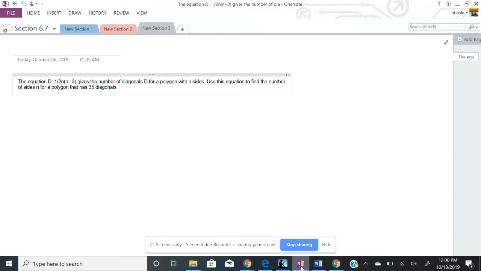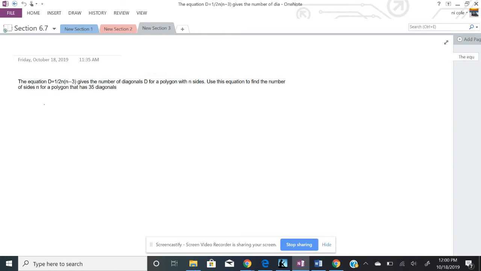All right, so let's look at this equation here. Again, we ran out of time to be able to finish this one. So the equation D is equal to 1/2 n times n minus 3 gives you the number of diagonals D for a polygon with n sides. Use this equation to find the number of sides n for a polygon that has 35 diagonals.